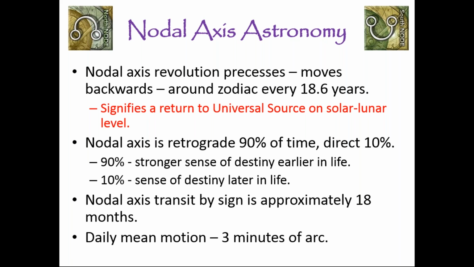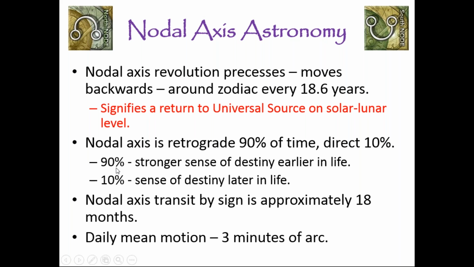This reversal, this retrograde motion of the nodes, signifies a return to universal source on a solar and lunar basis. Now, the nodal axis is retrograde about 90% of the time, direct 10%. That 90% of the time that it is retrograde, you look at your chart and see if the nodes are going retrograde, that RX that you will many times see printed out on your charts as you look at that glyph of all the aspects.